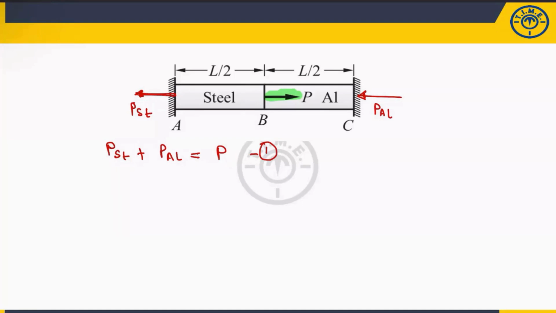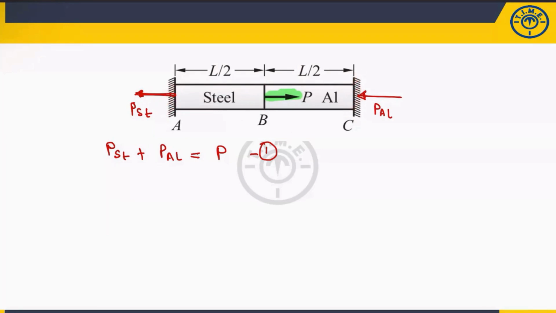Both bars are fixed, which means the total deformation of this complete bar will be zero. Yes or no? Because both ends are fixed. For example, if it is trying to elongate this bar, the aluminum will compress. After t equals 5 seconds, this bar will be like this. This is steel and this is aluminum. So steel is elongating, aluminum is compressed, but the total deformation will be zero because these are the two fixed ends.